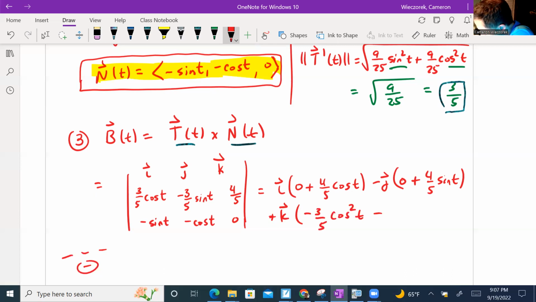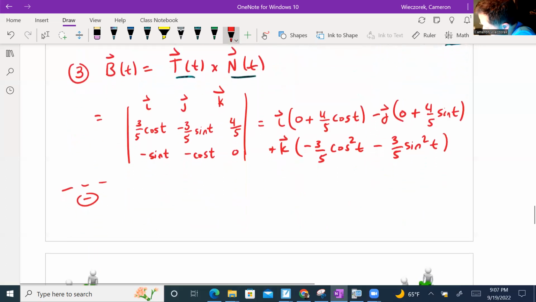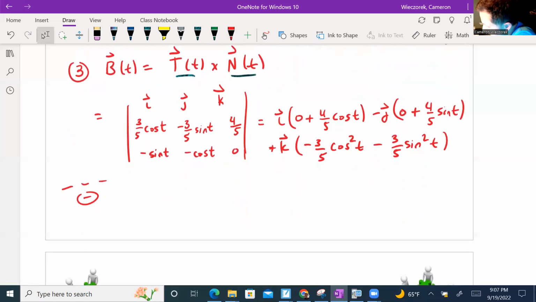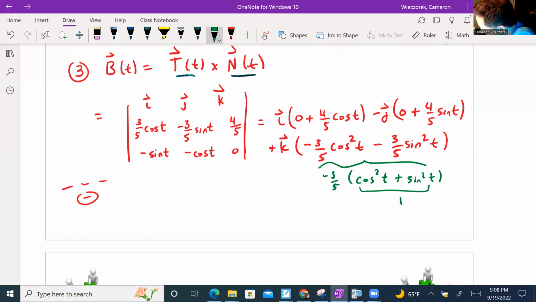Okay. Minus 3/5 sine squared T. Okay, so let's see what we get. This part right here, I'm going to clean up just a little bit. This looks a lot like I could factor out a negative 3/5, and then I get my favorite cosine squared T plus sine squared T, which is 1. So this last component really just turns into negative 3/5.